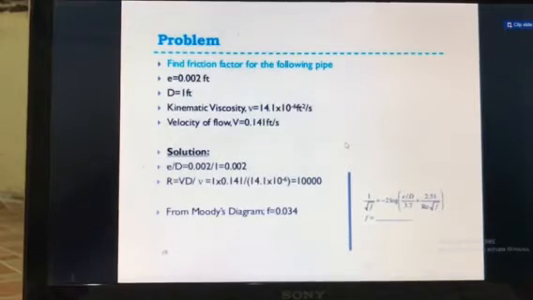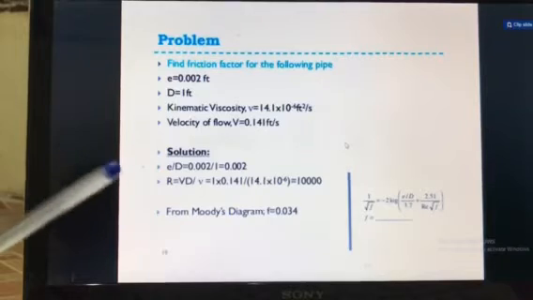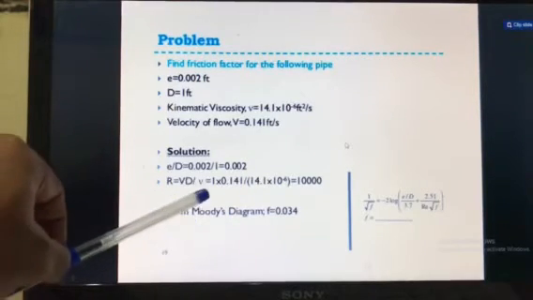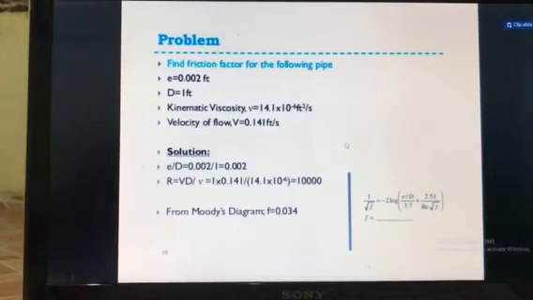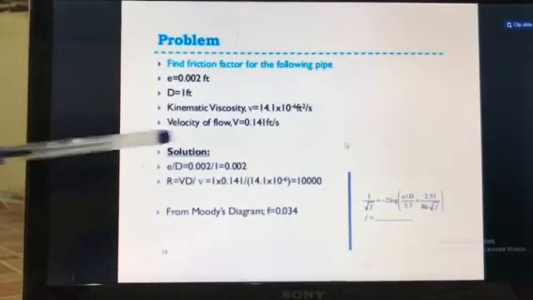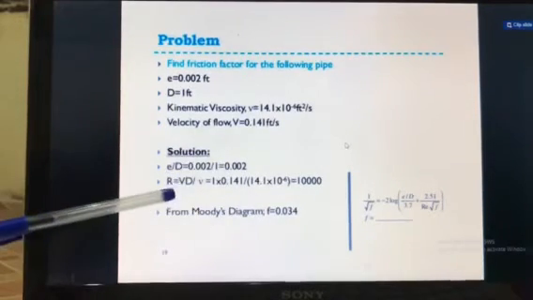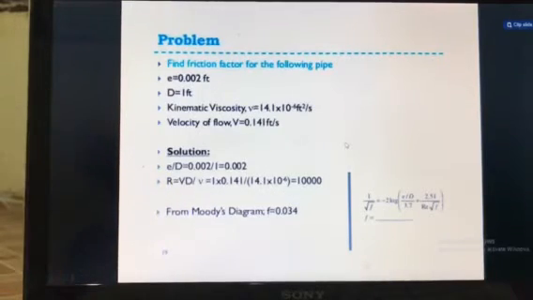Next is the Reynolds number. How do we find it? The basic formula is rho times V times D divided by mu, where mu is the dynamic viscosity. In terms of kinematic viscosity, it is V times diameter divided by kinematic viscosity. Putting in all these values, you get the Reynolds number as 10,000, that is, 10 raised to power 4. So by using these two values, 0.002 and Reynolds number 10,000, you can plot one point.